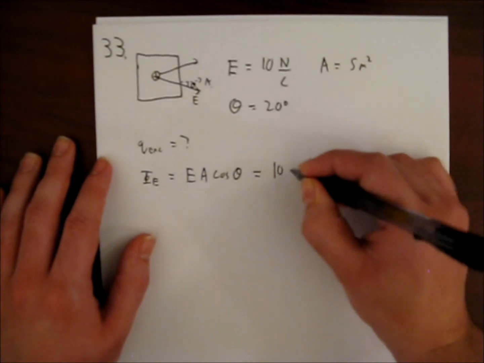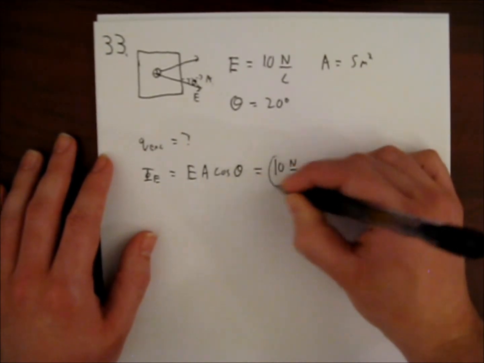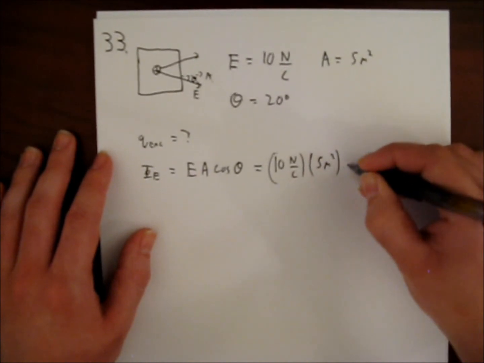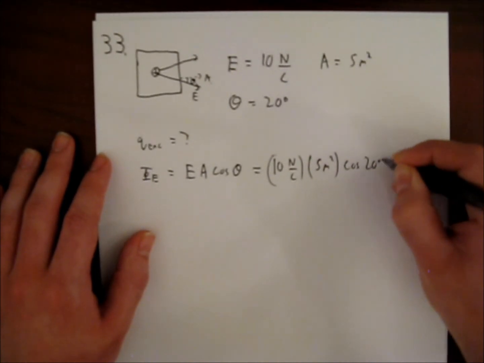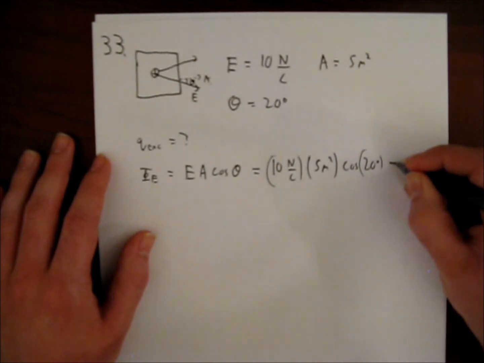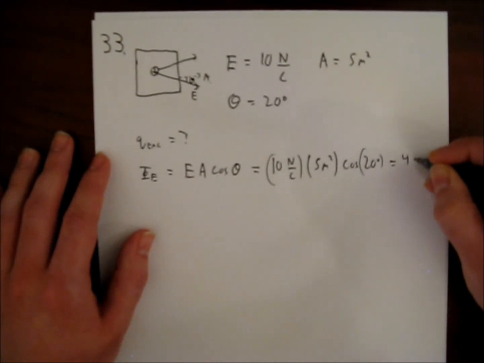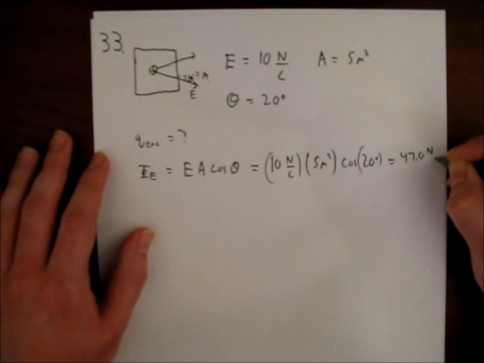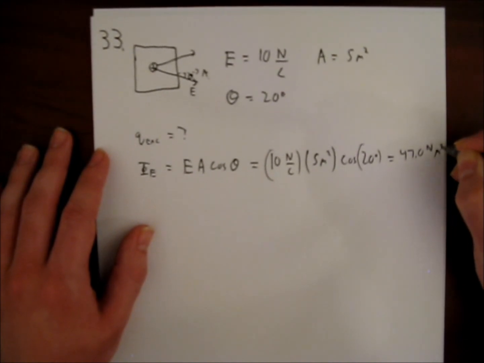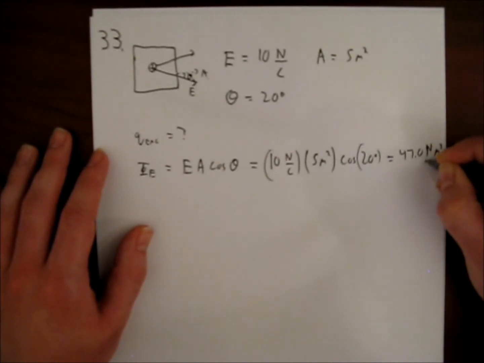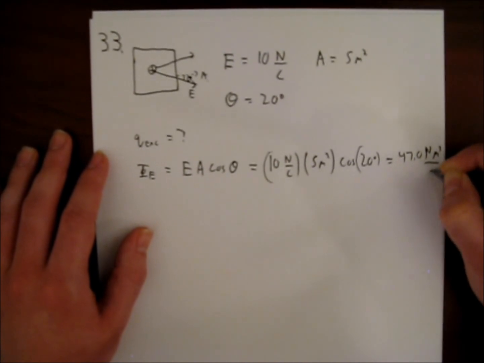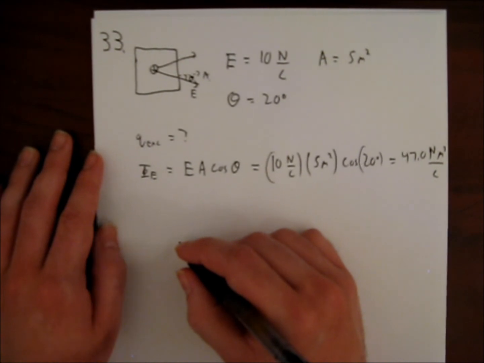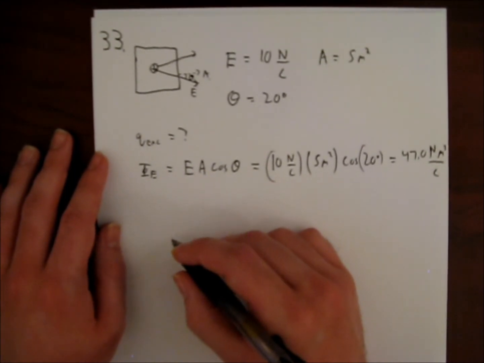So let's plug in our numbers here. And we'll end up with a flux of 47.0 newtons meters cubed per coulomb. So we found our flux, but that's not the end of the problem. We have to find out the charge enclosed.